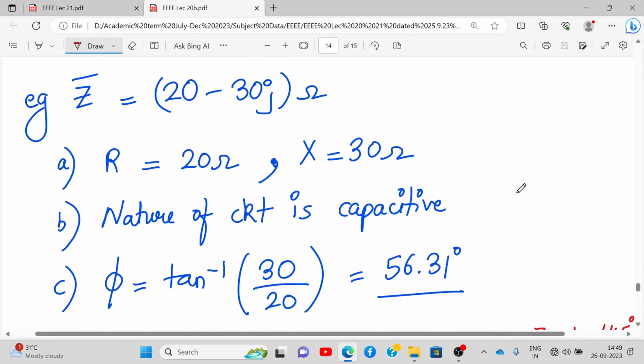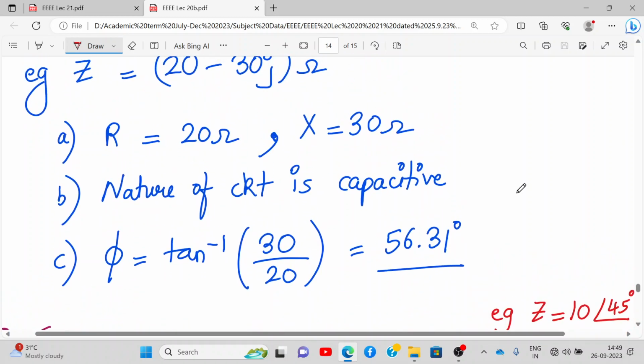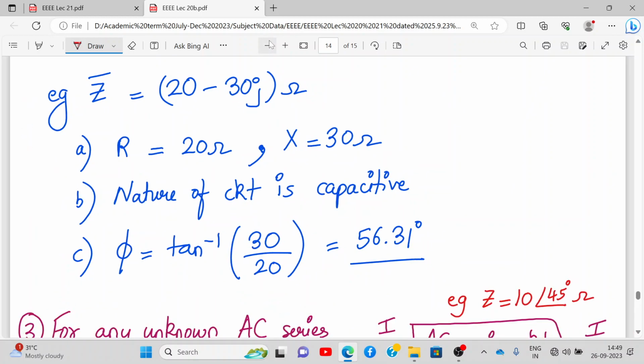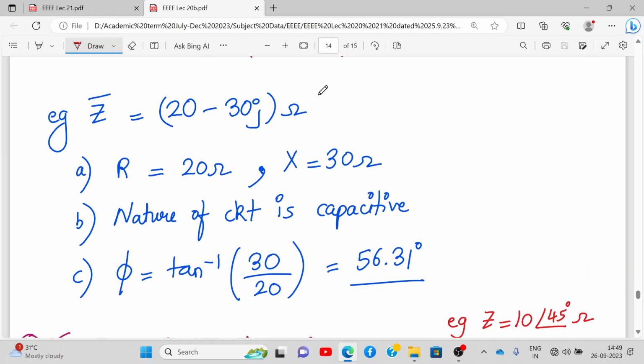Okay? Please note it down. Fine. Now, where is the negative sign? This minus. What?